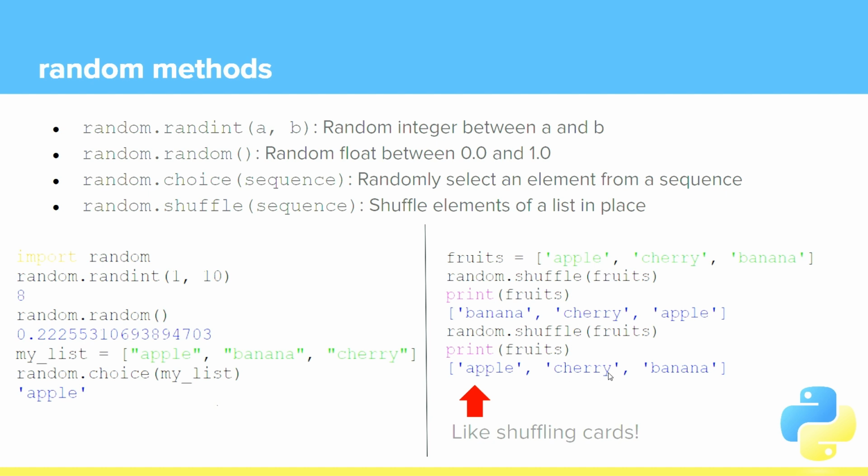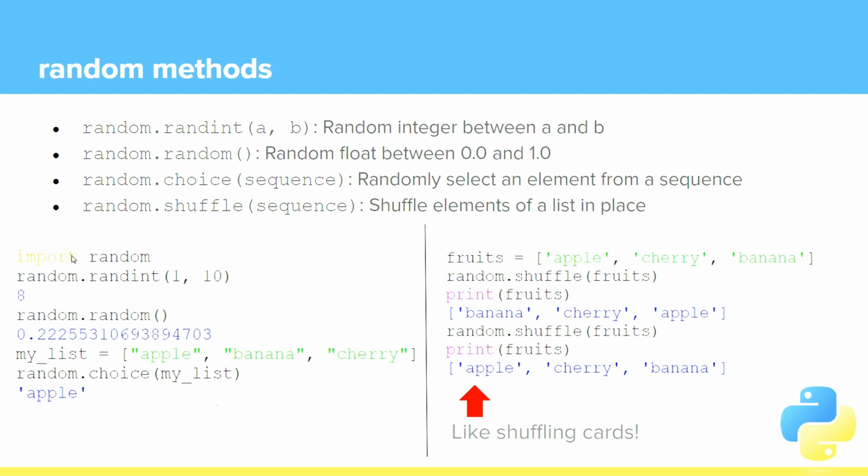This is like shuffling cards. So you could envision a Python program where you have 52 cards in a list. Just for simplicity for our discussion here, you could envision that, and we could shuffle our cards. So lots of uses for that method.